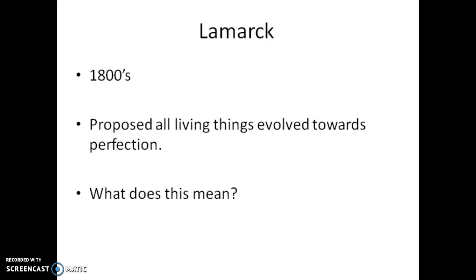The next guy is Lamarck. We're going to spend a little bit of time on Lamarck because his work was flat out wrong, frankly, but it definitely led us to investigate evolution a bit more. So he was in the 1800s, and he proposed that all living things evolved towards perfection. So what does that mean? Well, essentially, everything tries to fit into its own environment as perfectly as possible. We're going to look at a few examples of that over the next few slides.